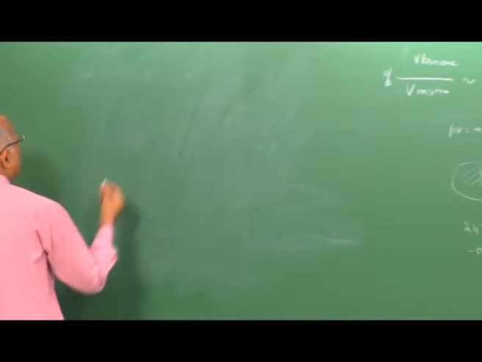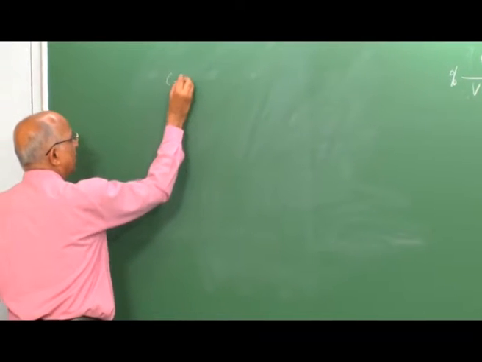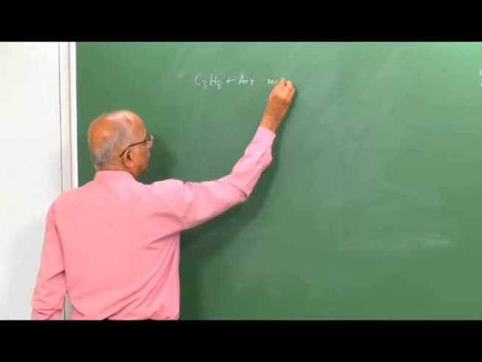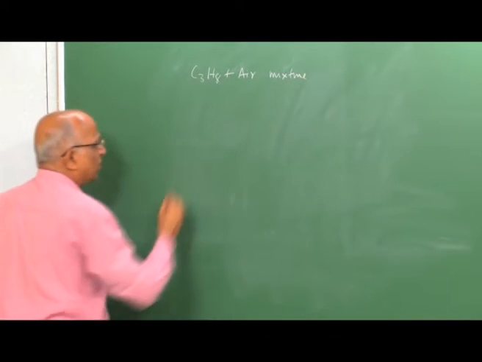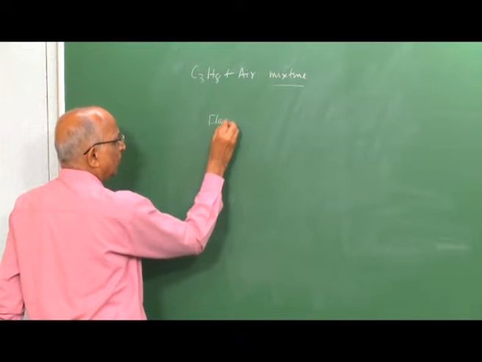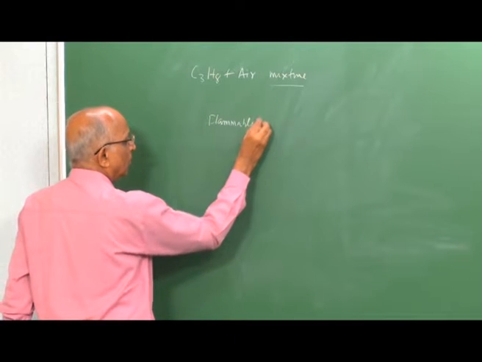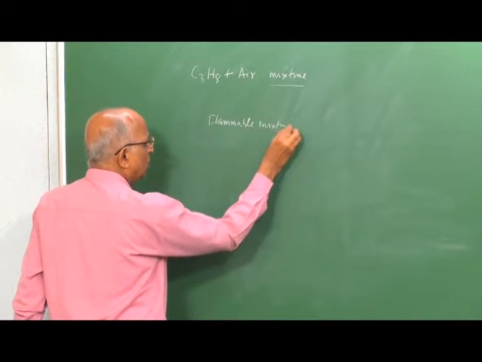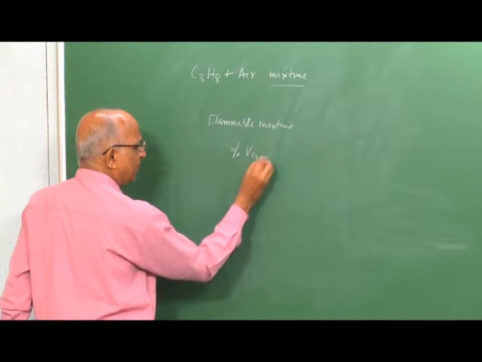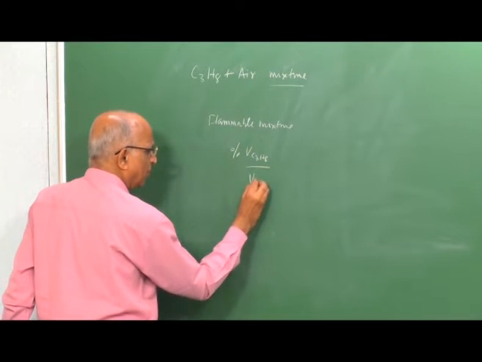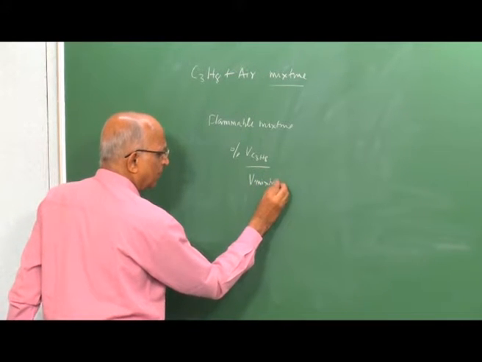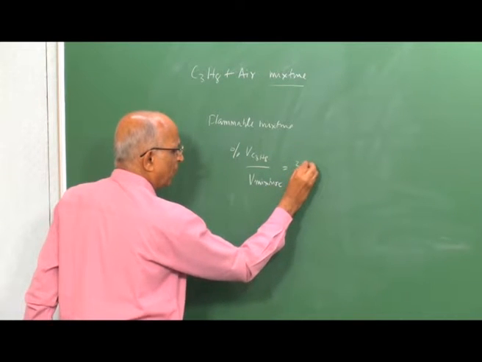Let me take a simpler example of propane C3H8 plus air mixture. Let me presume that the mixture what I have here is a flammable mixture. Let me also assume that the percentage volume of propane, that is C3H8, in the volume of the mixture is, let us say, 3.5%.